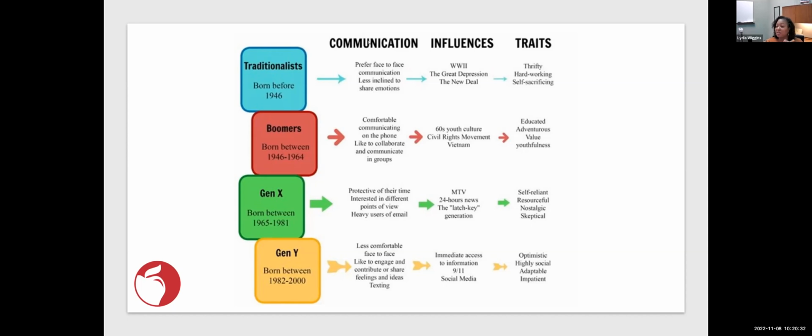Let's phrase the question a bit differently. If you are a baby boomer, do you believe your communication style is what they say it is, that you're comfortable communicating on the phone and you like to be collaborative in groups? Yes or no? If you're a Gen Xer, would you say yes or no that your style of communication aligns? And a Gen Y, would you say your communication aligns? I'm wondering because it tells me if your traits are appropriate.